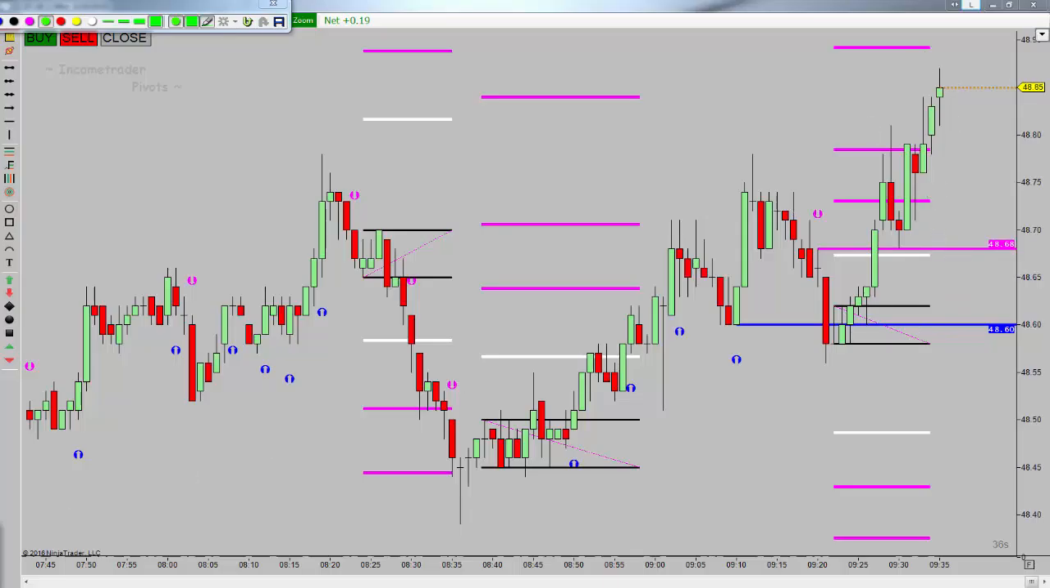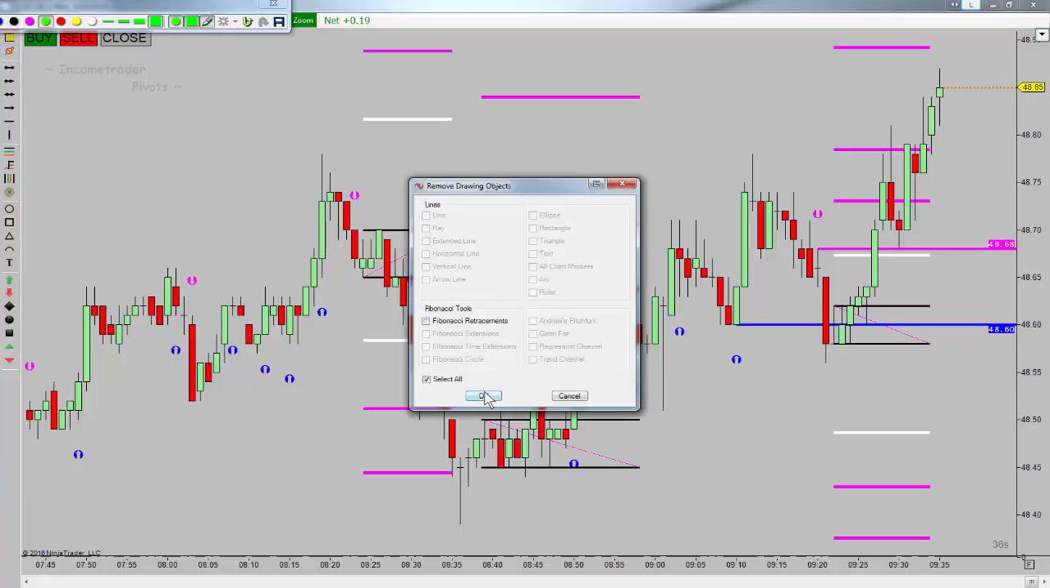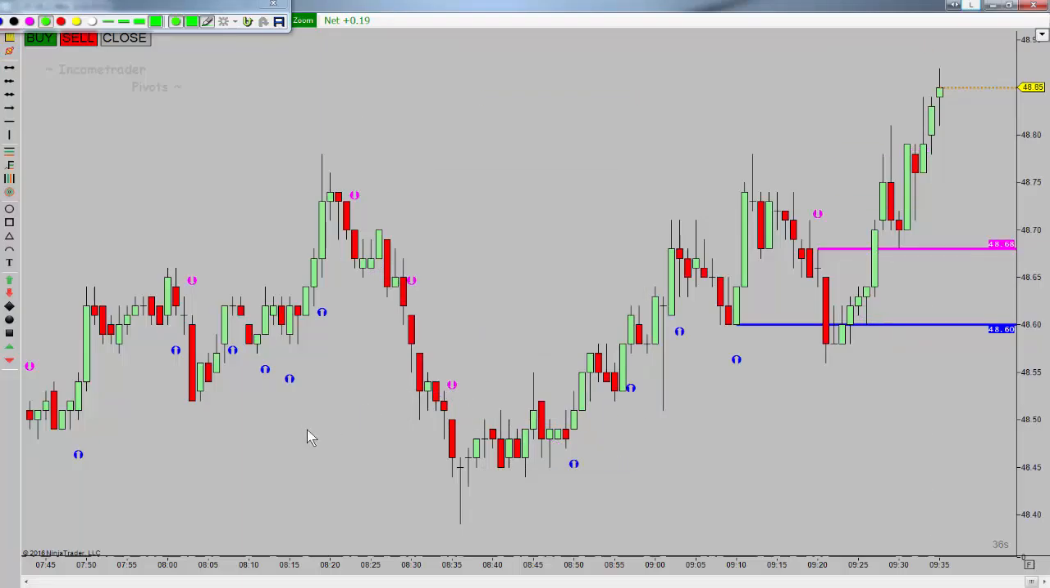So that's basically how we use this strategy. And like I said, it's a strategy. I just showed you several trades that you can trade with only price and that indicator, the Incometrader Volume V2 version. So it's an upgrade to our older volume indicators.